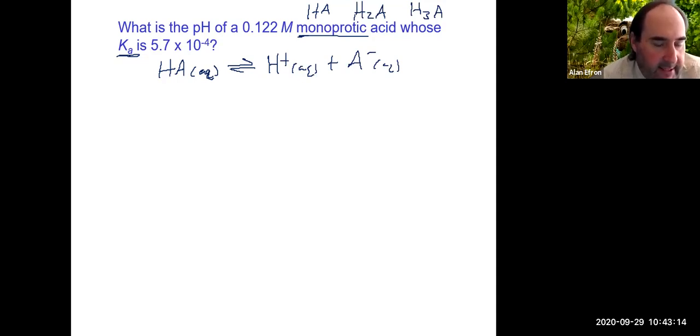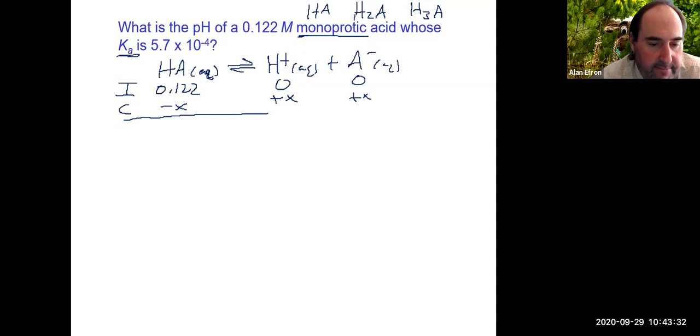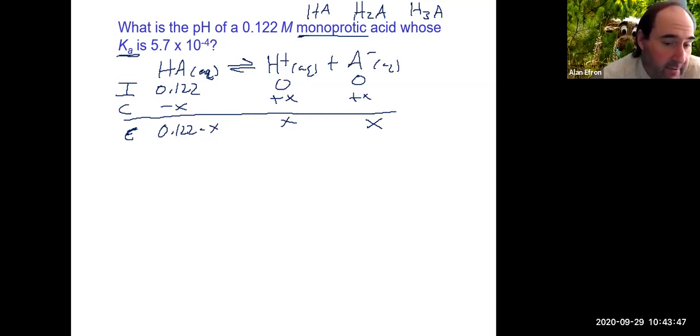In this particular case, we'll do our ICE table. Since we're only given our HA, that is going to be 0.122. Just like normal, we can assume these will be 0 at this point. Change would be minus X, plus X, and plus X. That means when we reach equilibrium, 0.122 minus X, X, and X. Any questions on the ICE table setup? Again, it's very similar, pretty much identical to what we did before.